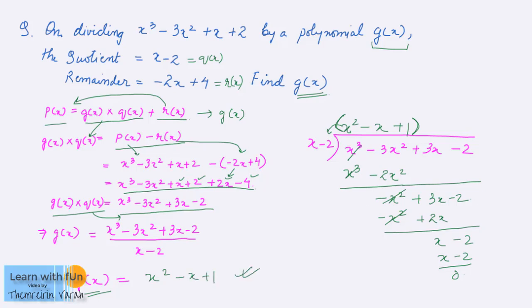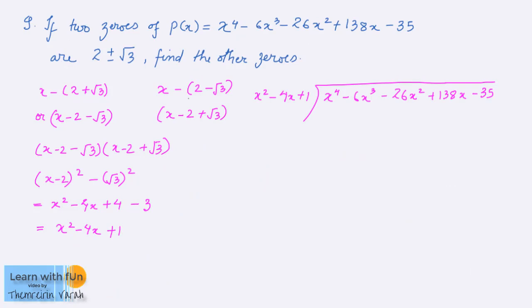This is our answer. Our question says: if two zeros of px are 2 plus root 3 and 2 minus root 3, find the other zeros. Alright, we know that a polynomial with degree 4 has the same number of zeros, and two of them are 2 plus root 3 and 2 minus root 3.